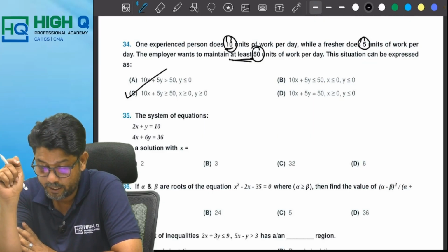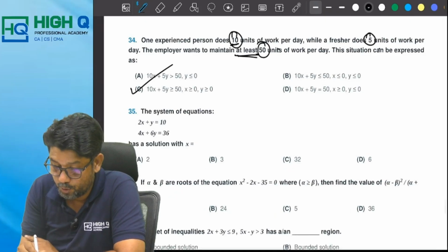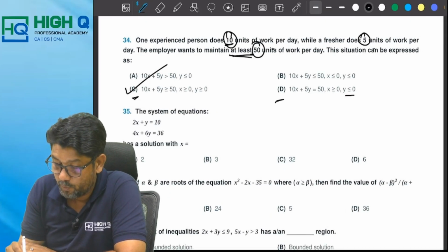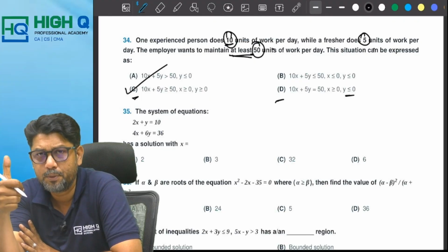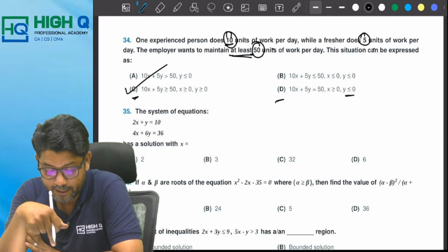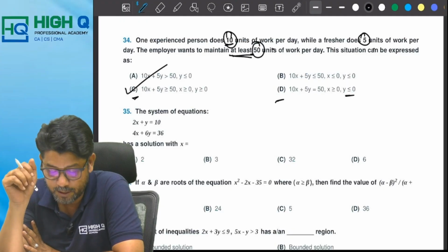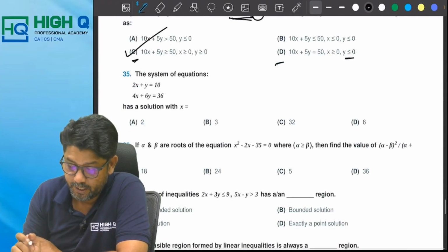x is more than or equal to 0. y is more than or equal to 0. That is mandatory because the number of people cannot be negative. So in that case, x must be greater than or equal to 0, and y must be greater than or equal to 0.